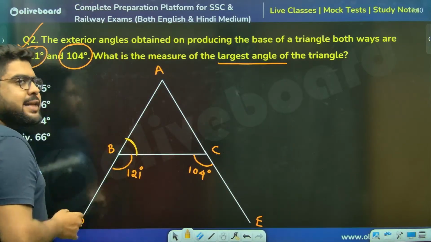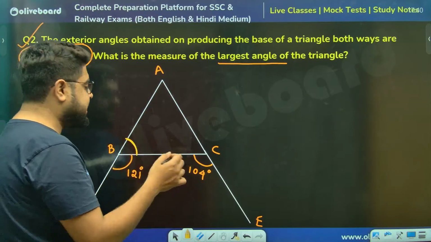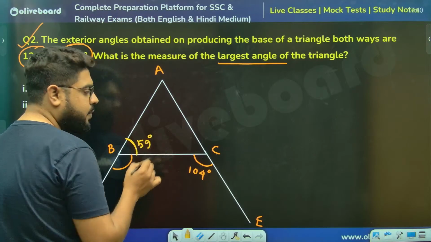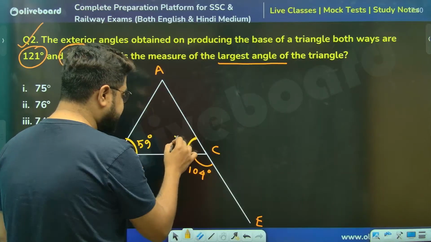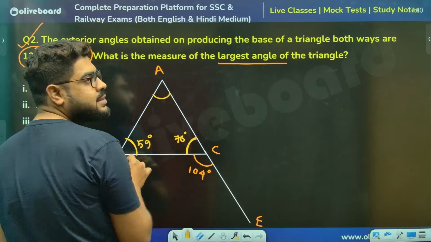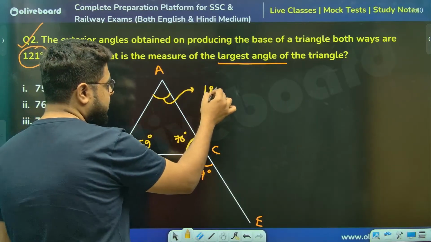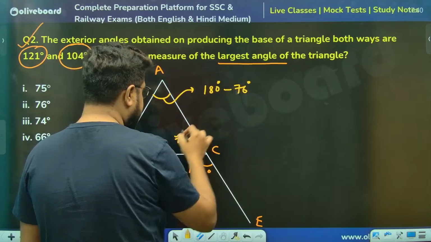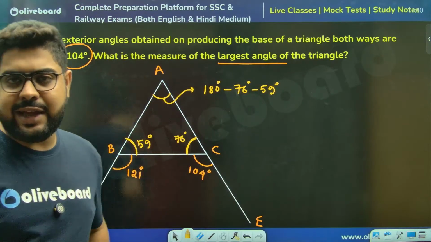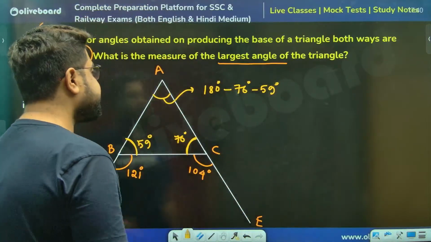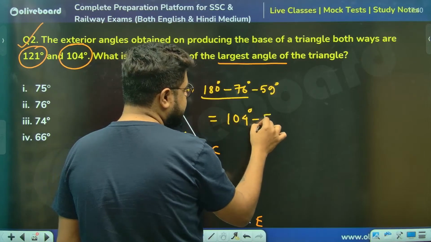What will be angle E? The total is 180. You subtract 180 minus 121, which is 59 degrees. What will be this angle? 180 minus 104 will be 76 degrees. Now what will be this angle? Again, you don't need to find it directly, because the total sum of all three angles of any triangle must be 180. Out of that, 76 is gone here and 59 is gone. So 180 minus 76 is 104 remaining, minus 59.